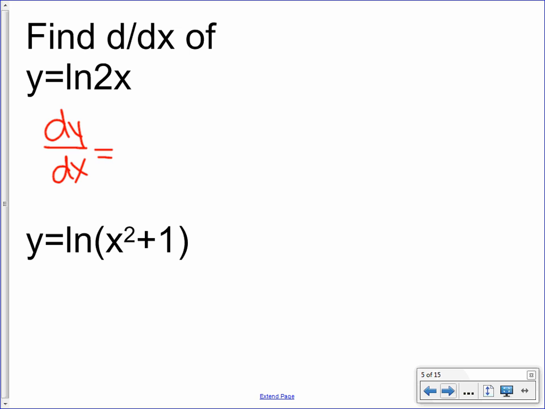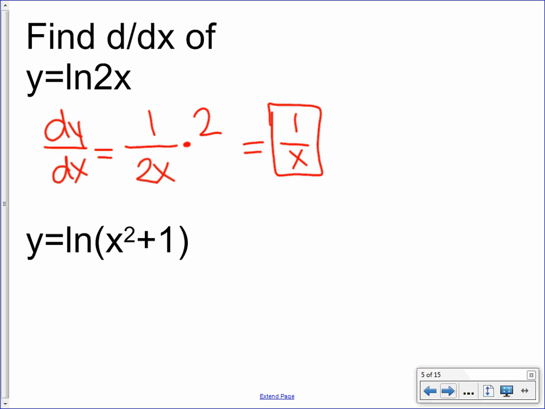So derivative of the natural log, 1 over whatever, 1 over 2x, times the derivative of the inside, 2. So our derivative is 1 over x. This wouldn't be bad.